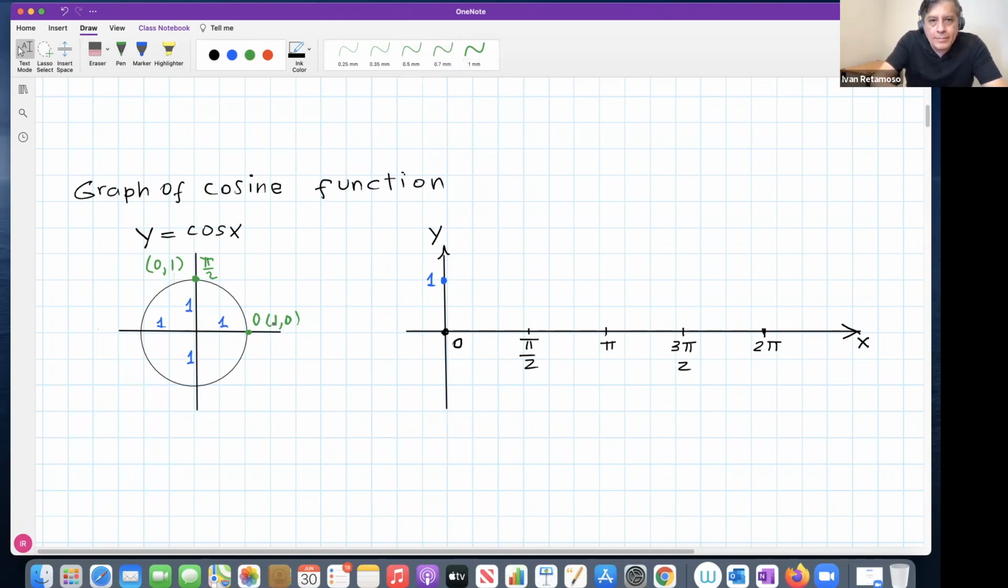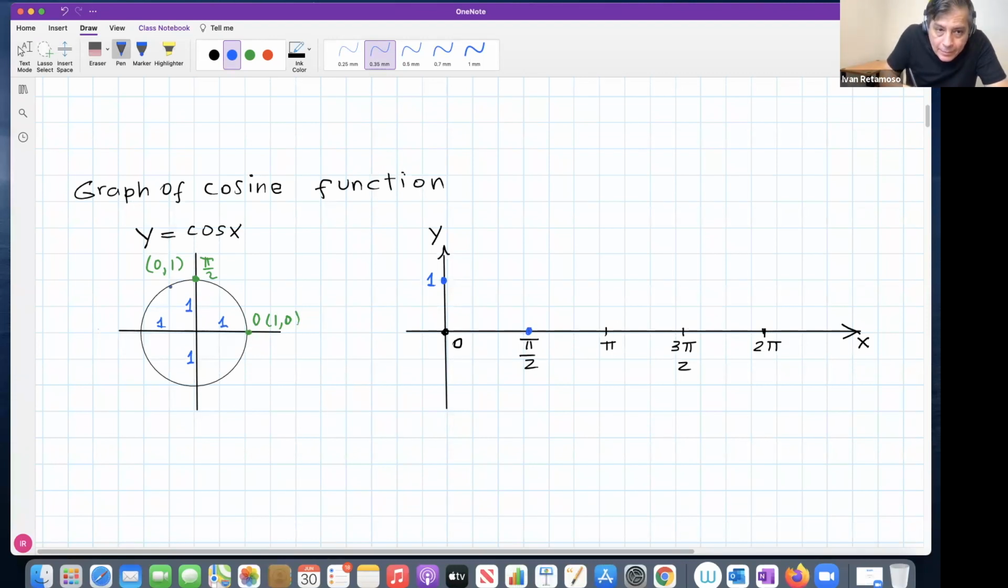Yeah, cosine of 0 was 1, but cosine of pi over 2. I see. Yeah, very good, Jingjing. 0, right? Look at the first coordinate. Remember in the unit circle, first coordinate cosine, second coordinate sine. So cosine of pi over 2 has to be 0. All right? So we're going to mark this point now, 0, 0.